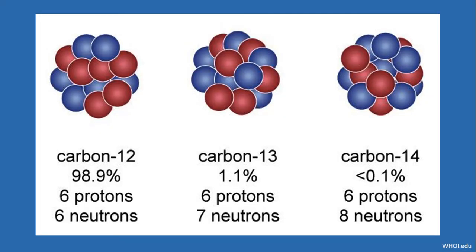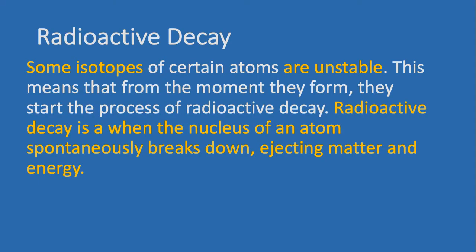So here's an example: carbon-12, carbon-13, and carbon-14. 99% of the carbon is carbon-12, but there's also carbon-13 and carbon-14 in nature. Some isotopes of certain atoms are unstable. This means that from the moment they form, they start the process of radioactive decay, and that's when the nucleus of an atom spontaneously breaks down, ejecting matter and energy.